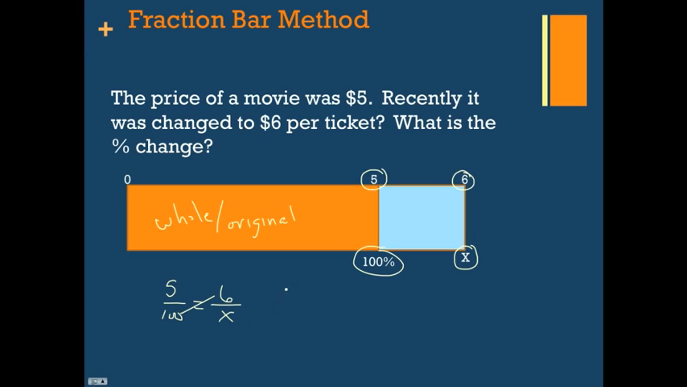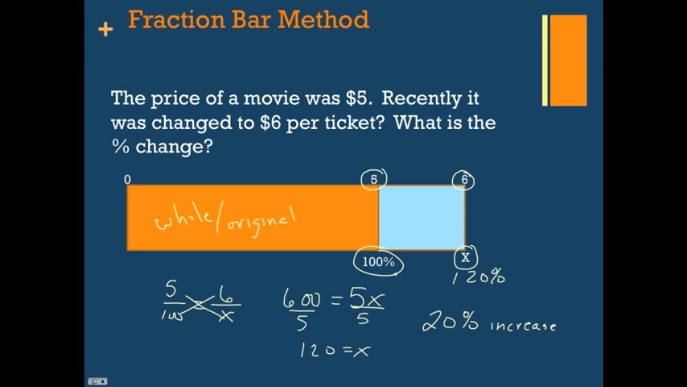We can cross multiply. 100 times 6 is 600. 5 times x is 5x. We can then divide by 5, and that gives us 120 equals x. That means our new percent is 120%. Now we're not looking for the new percent, we're looking for the change. If it started at 100 and it's now gone up to 120, we have an increase of 20%. And realize I just got the 20 by taking 120 minus 100. It's changed, it's gone from 100 to 120, so it's increased by 20%.